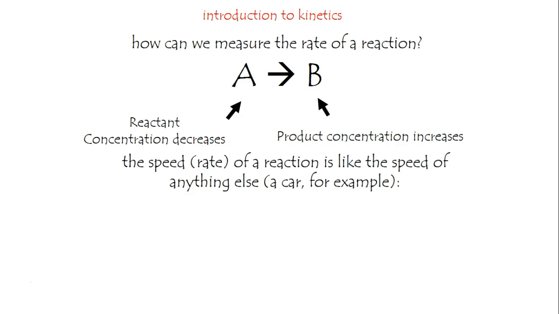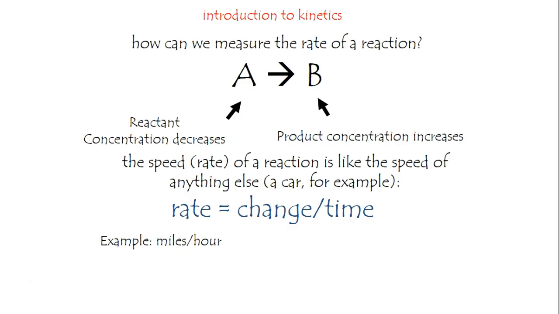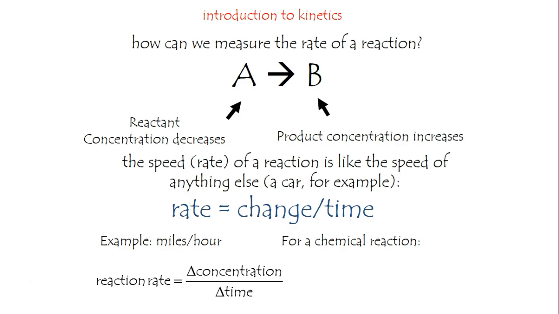Now the rate is just like the speed of anything else, like a car for example, where it's the change over time, right? It's how rapidly something is changing over time. For a car, it might be measured in miles per hour. For a chemical reaction, time is the same, but instead of miles, we're going to go with the chemical concentration. And that typically is done in moles per liter.